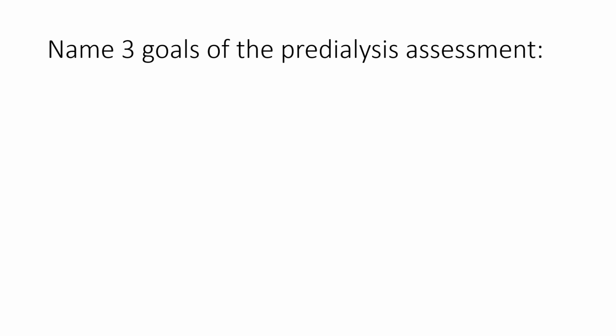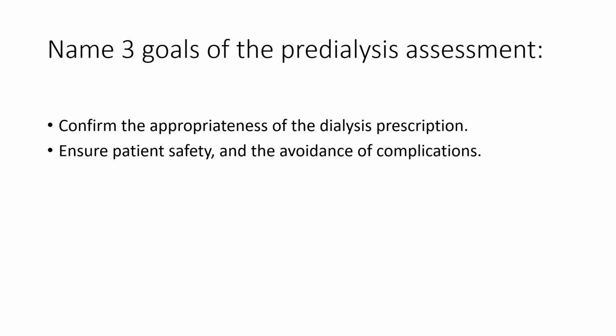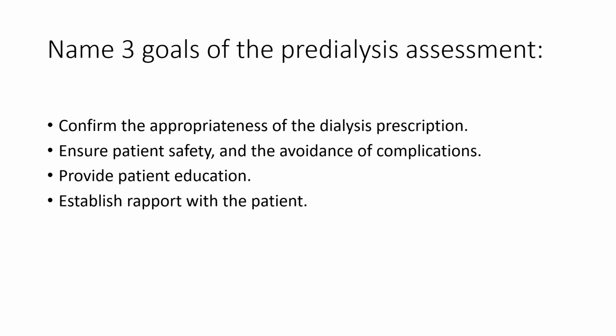Final question. Name 3 goals of the pre-dialysis assessment. That's right. Confirmation of the appropriateness of the dialysis prescription, say for example the accuracy of the dry weight, ensuring the patient's safety, avoidance of complications such as bleeding, providing patient education, and establishing rapport with the patient.